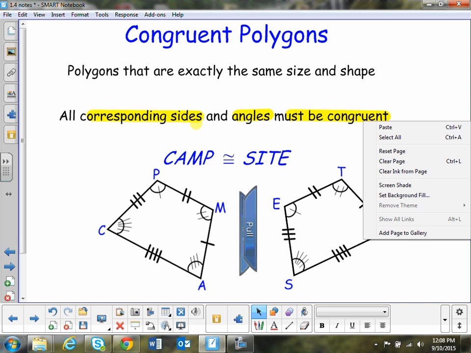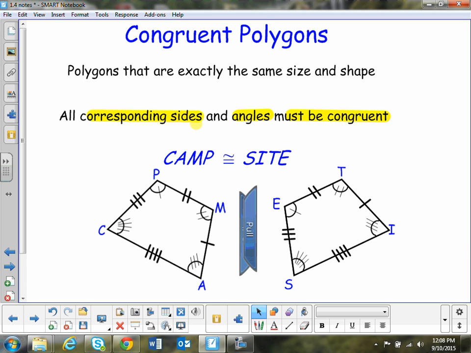Okay? Side ET is congruent to side what? EM. Okay? And then the way you have to name it has to be in order. So for instance, angle C was congruent to angle S. Notice that one came first. Well, then the S has to come first. Okay? A is congruent to I. M with T. T with E.